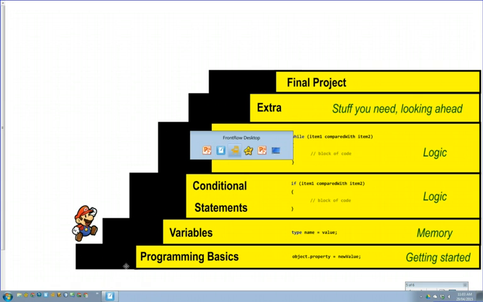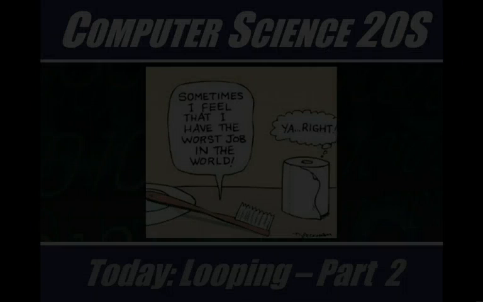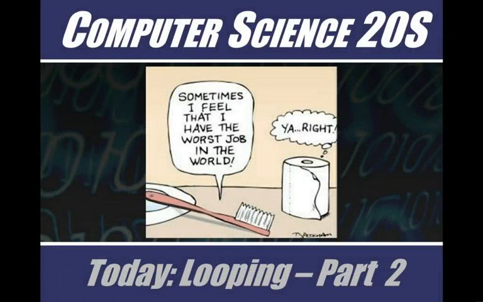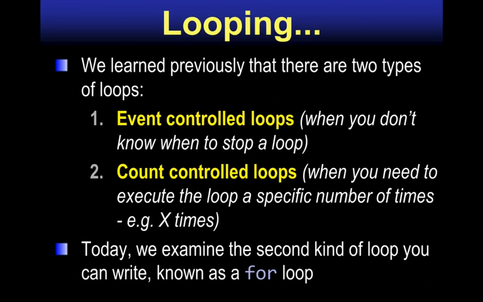And it leads into what we're going to do now, which is moving ahead with looping. Okay? So, looping. Previously, when I started looping, I said there would be two types of loops. The one that we've already done is what's called the event control loop. It's the while loop. You don't know when it's going to stop.